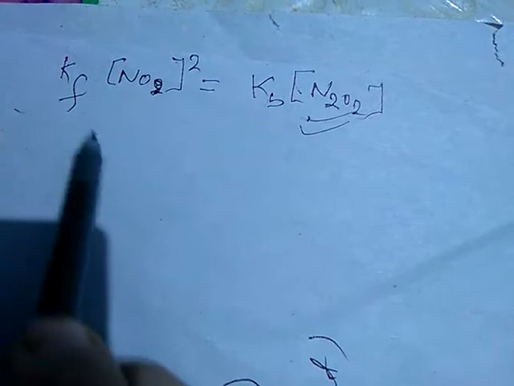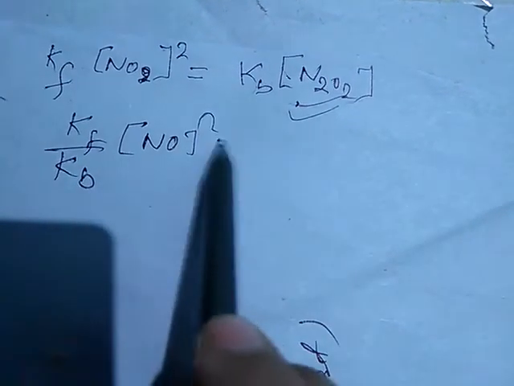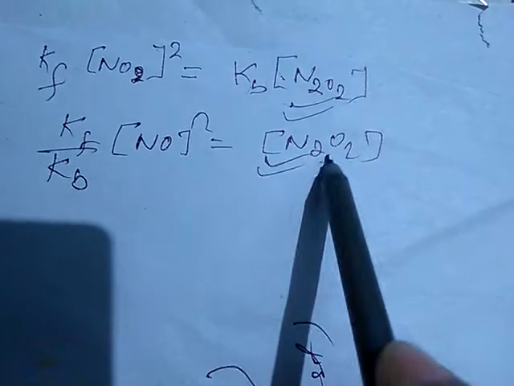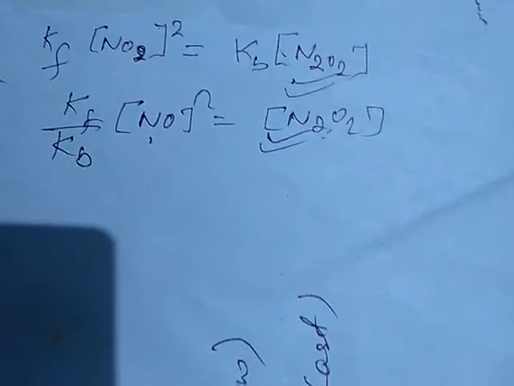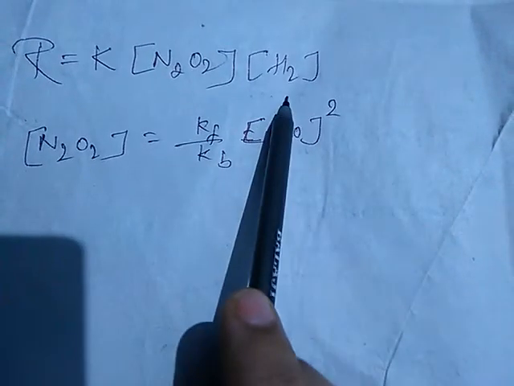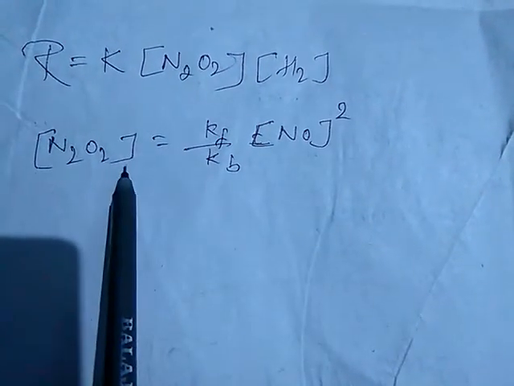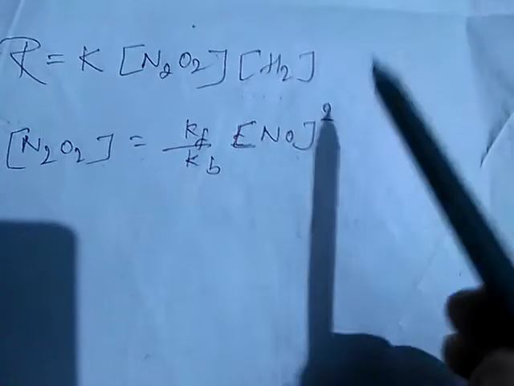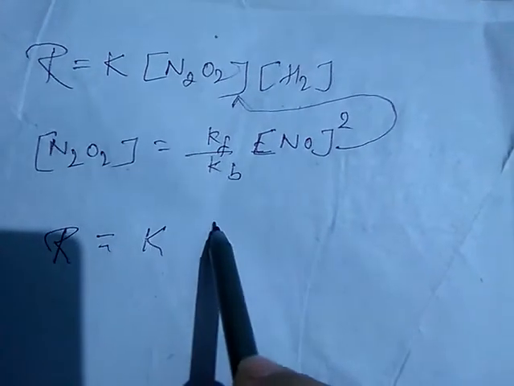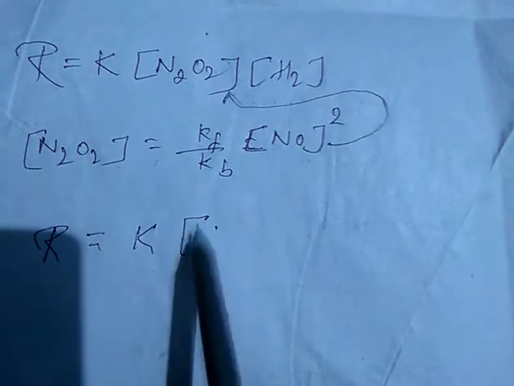So for finding its value, we will send this Kb toward the other side. Kf by Kb NO squared is equal to N2O2. Now I will put the value of N2O2 from here in that rate law expression. So this was our rate law expression, and this is the value of N2O2. So I will put the value of N2O2 from here in this place. So the rate law will become like this: R is equal to K.